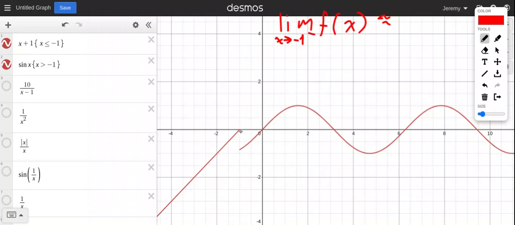This looks to be around negative 1. If we look at values from the left direction, approaching negative 1 from the left, it seems like our f of x values are getting closer and closer to 0. So we would say the limit of f of x as x approaches negative 1 from the left is equal to, not negative 1, but 0.